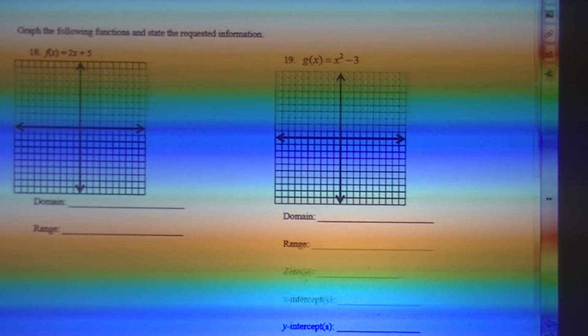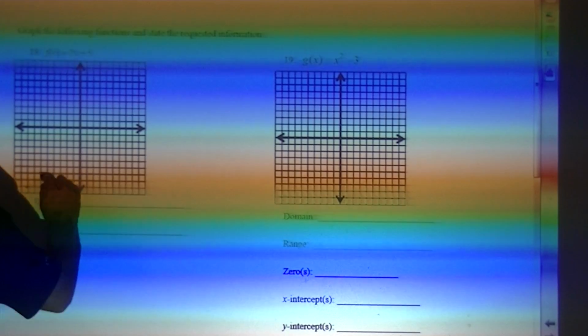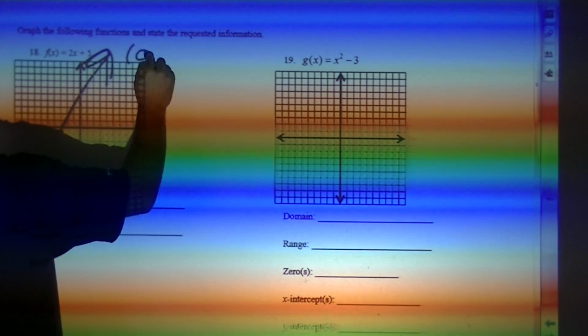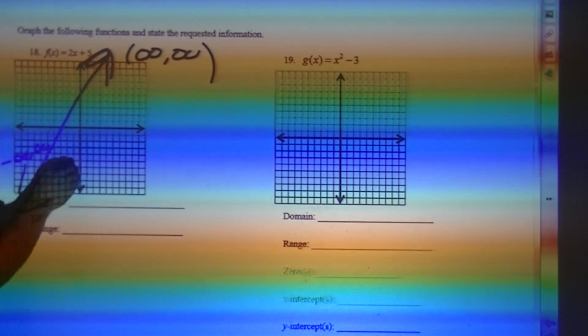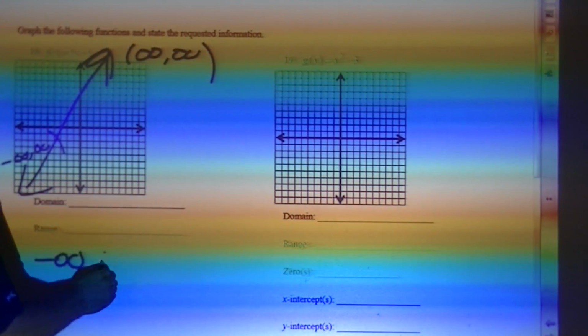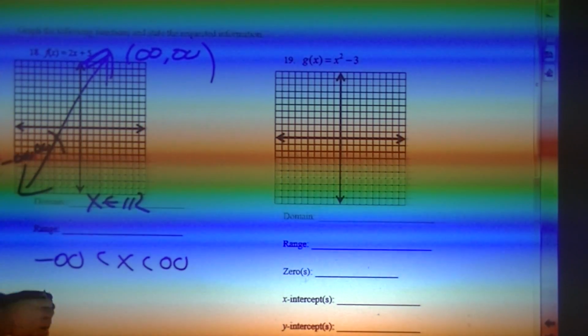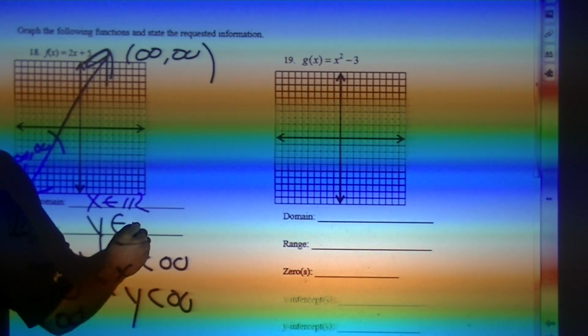Domain. This is going to be a line. So a line is going to look like this. If I label that, that's positive and positive, negative and positive. So the smallest x value is -infinity, biggest is infinity, so it's going to be all real numbers. The smallest y value is -infinity, the biggest y value is infinity, that's all real numbers.